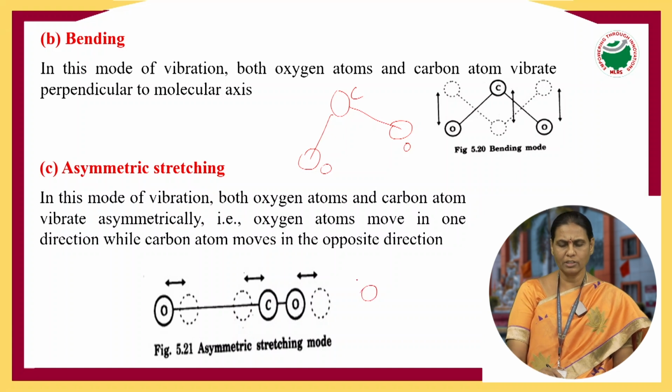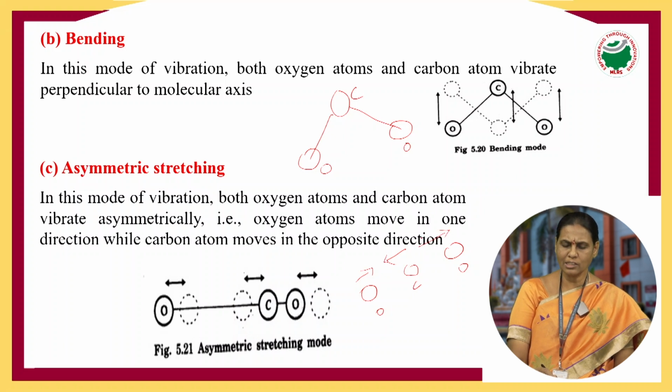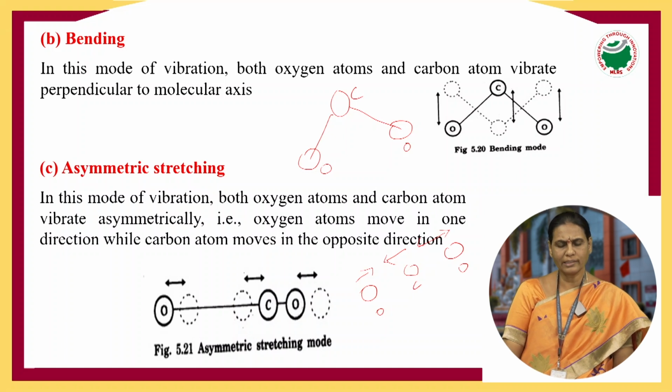If I show you in the figure, the oxygen atom is moving in this manner. This is a carbon atom, and this is another oxygen atom. So this carbon atom moves in this direction, and the oxygen atom can move in this direction, or there is a chance for moving in this direction also. This type of mode of vibration, we call it the asymmetric stretching mode of vibration.